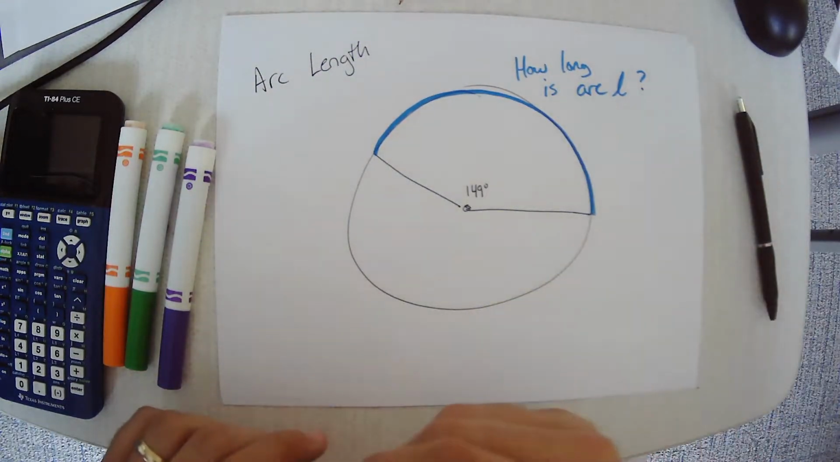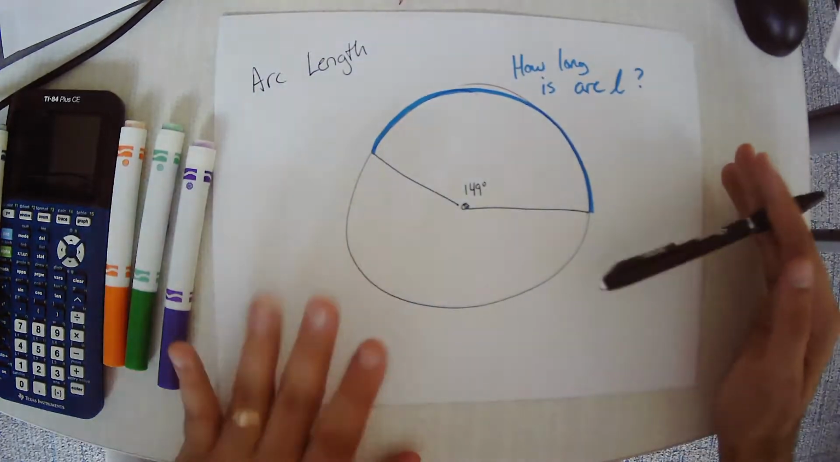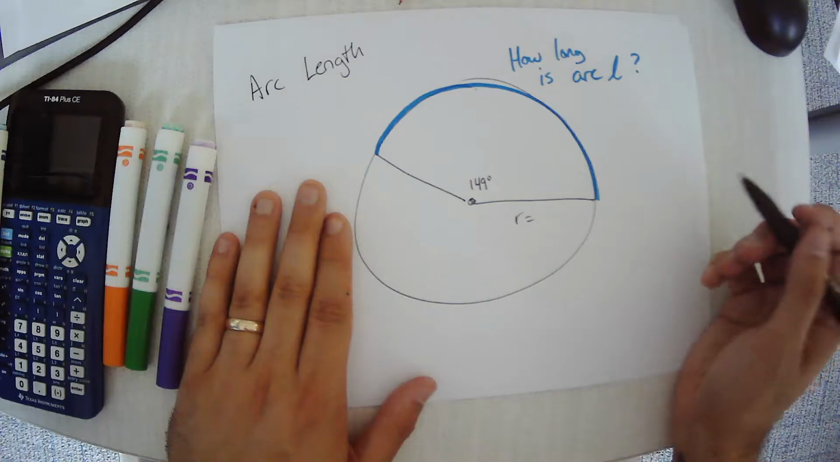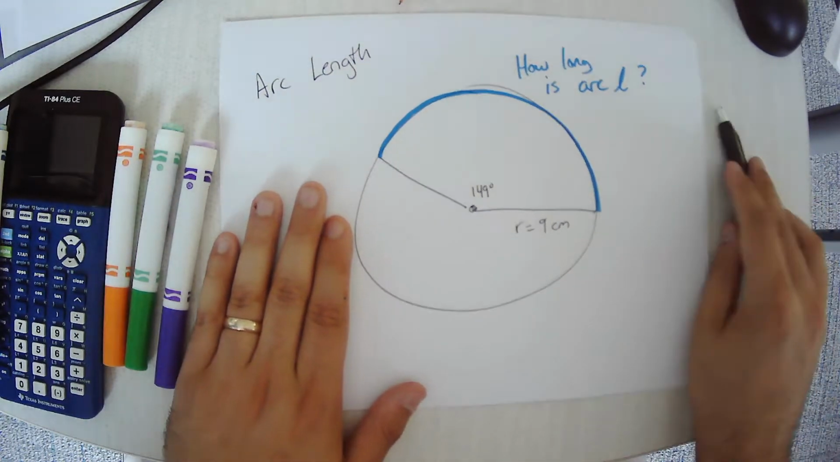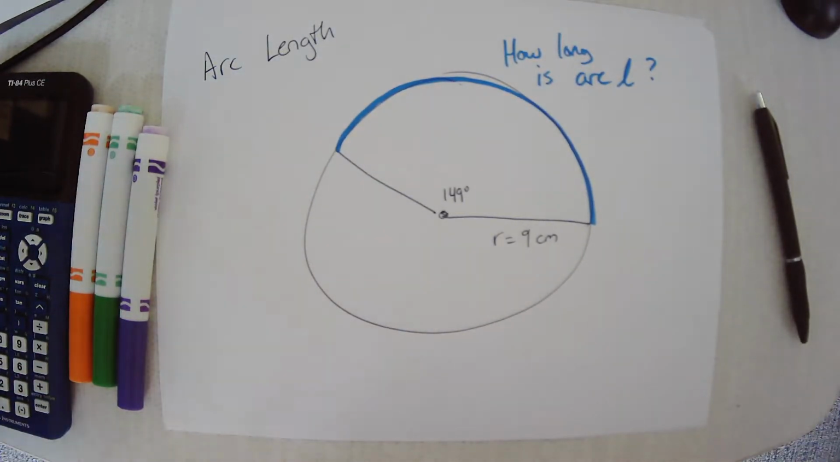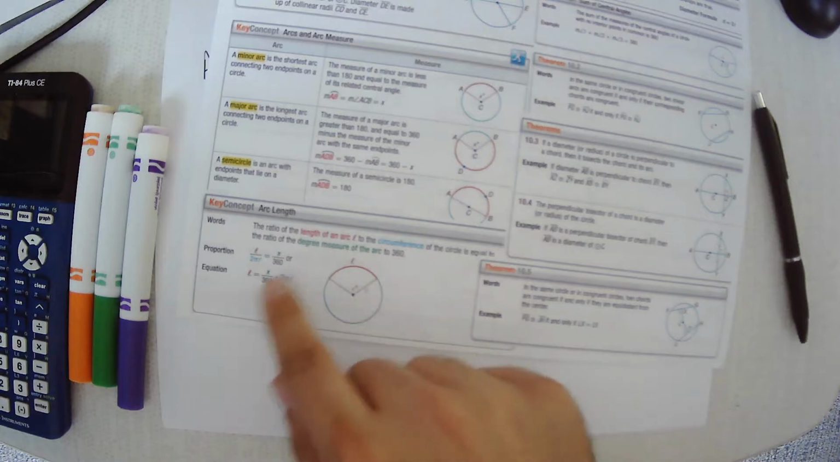How long is arc L? And let's make up a radius. Lee, give me a number. 9. Perfect. So, here's a quick, simple arc length problem. You had one on your test, I think one on your quiz. On your circle formula sheet, this exists right down here. It has a nice little title, says arc length. We're using that.